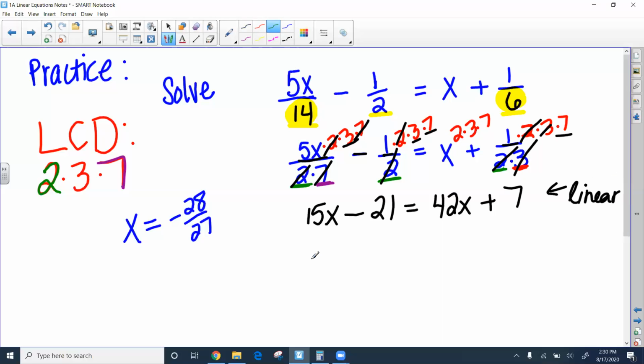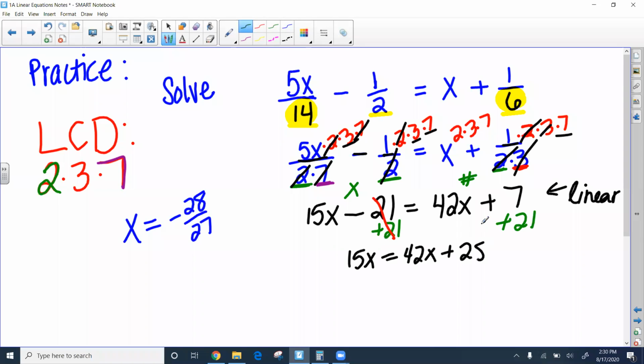We want to get the numbers on one side and the variables on the other. Doesn't matter which side. I usually just get the x's on the left and the numbers on the right. So on the left side, I'm going to add 21 to both sides, because that's going to get rid of the minus 21 and the positive 21. All right, so then I got 15x equals 42x plus 28. And on the right side now, I want to only have numbers, so I'm going to keep the 28. I want to get rid of the 42. So I have to subtract 42x from both sides.